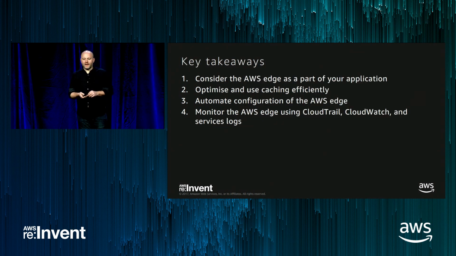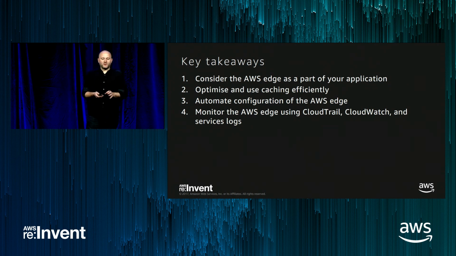And the final key takeaways I have for you. The key point is to consider the AWS Edge as part of your application. It's not something that you add on at the end of your project. It's something that you should consider right at the beginning of your project. And also to think that your AWS Edge configuration will change and adapt over time. As your application adapts and evolves, so your Edge configuration should do.